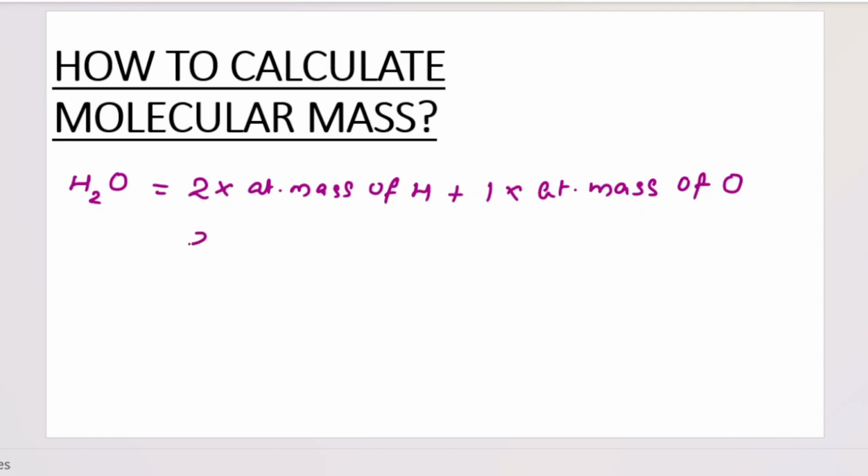So it comes out to be 2 into 1 plus 1 into 16. So that comes out to be 18 grams. 18U, you can say 18U, which is the molecular mass of water.